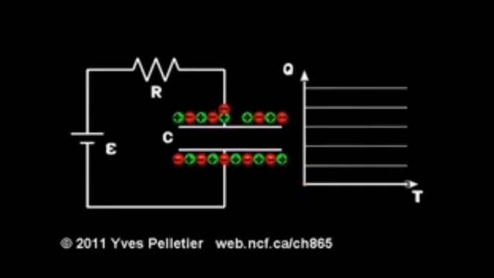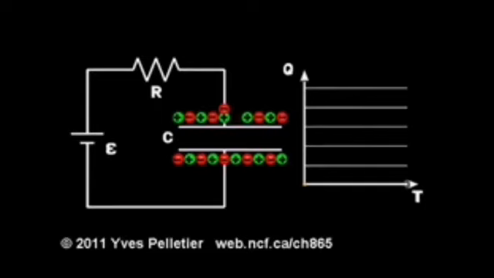Therefore, we can say that at the very beginning, the capacitor is neutral. That is, each plate has no excess of charge. So in the circuit we have a DC generator connected in series to a resistor connected in series to a neutral capacitor. Neutral capacitor means that the capacitor is uncharged. There is no excess charge on each plate of the capacitor.